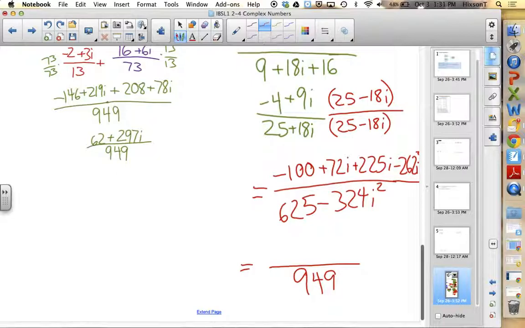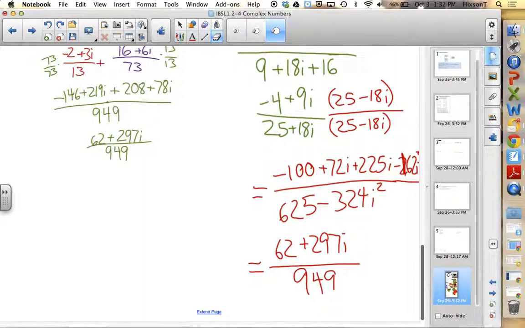Alright, so here, minus 162i squared is a plus 162. And then 72i and 225i is a plus 297i. Which, wait, did we lose 100 there somewhere? Oh, no, I multiplied wrong. 9 times 18 is 162. Sorry. So that's just 62.